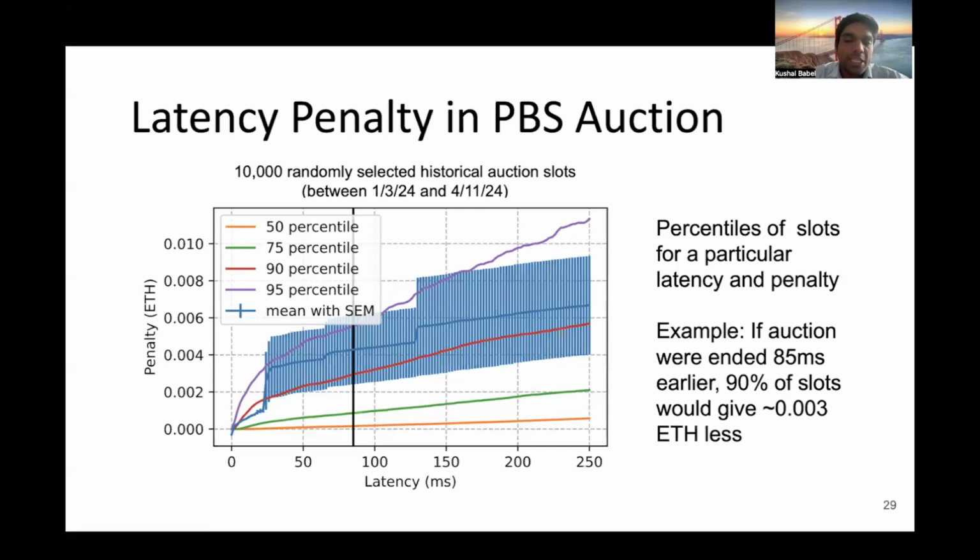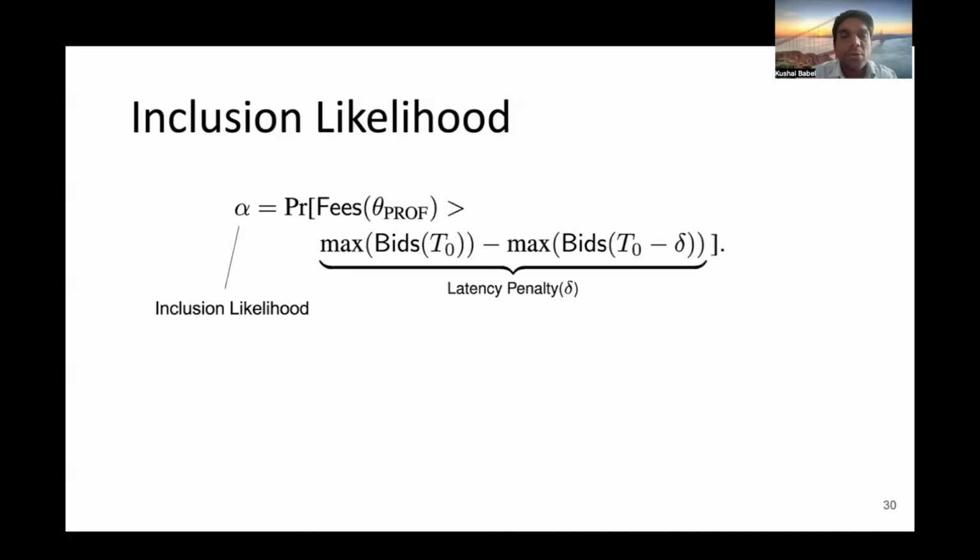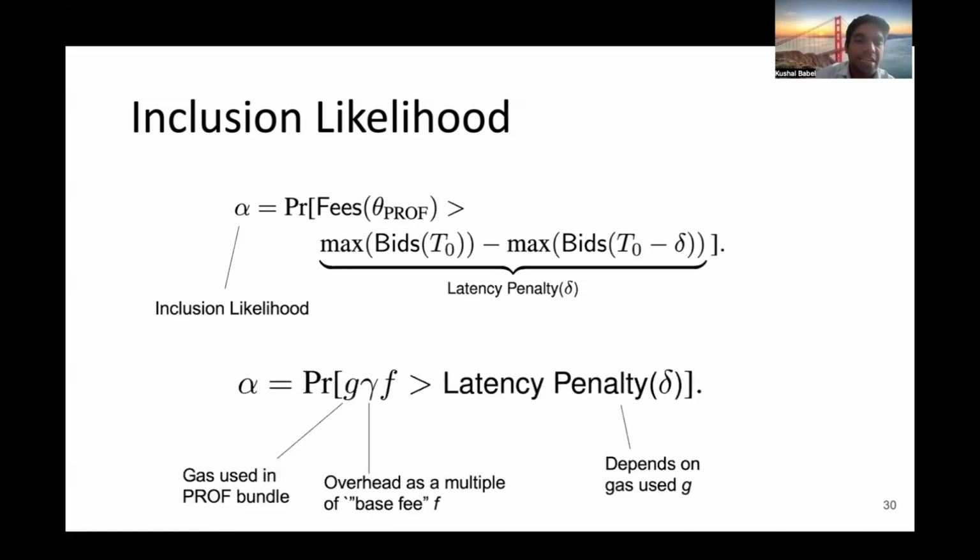So essentially, this graph is showing you that if you take a certain amount of latency in appending the prof transactions, you have to compensate that much penalty through the prof fee for the prof enriched block to be chosen by the validator. Okay. So the inclusion likelihood, as I mentioned, can be modeled as the probability that the fees from prof outweigh the latency penalty of the auction. So if bids is the auction process, and you let the auction process run up to the time T0, which is the original time, versus if you run it only up to the time T0 minus delta, then the latency penalty is the difference of the two. And the probability with which fees compensate for it is the inclusion likelihood.